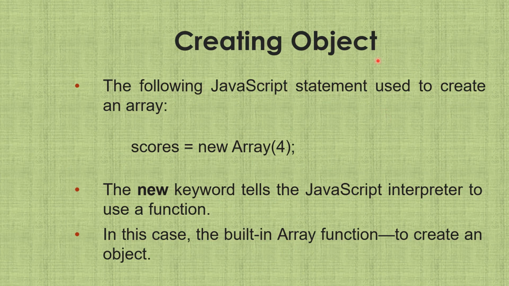How to create an object? The following statement is used to create an array. So to create a new array, we use the keyword new: scores equal to new Array of 4 elements. The new keyword tells the JavaScript interpreter to use the function. So here Array is a built-in object.